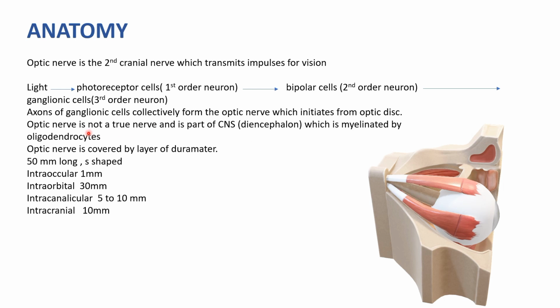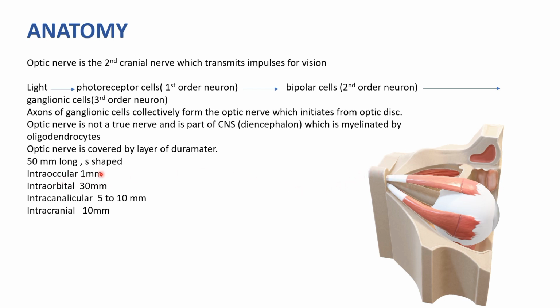The optic nerve is not a true nerve. It is a part of the CNS, the diencephalon, which is myelinated by oligodendrocytes. So it is a part of the central nervous system. That is why whenever there is any defect in the central nervous system, you can see the optic nerve being affected. The optic nerve is covered by a layer of dura mater, it is 50 mm long, and it is S-shaped.